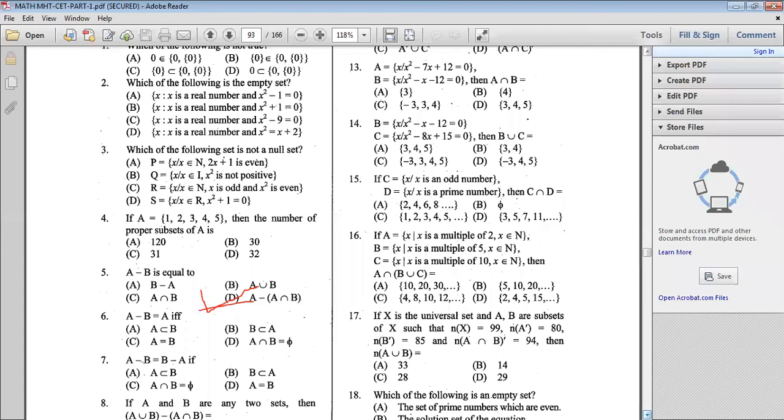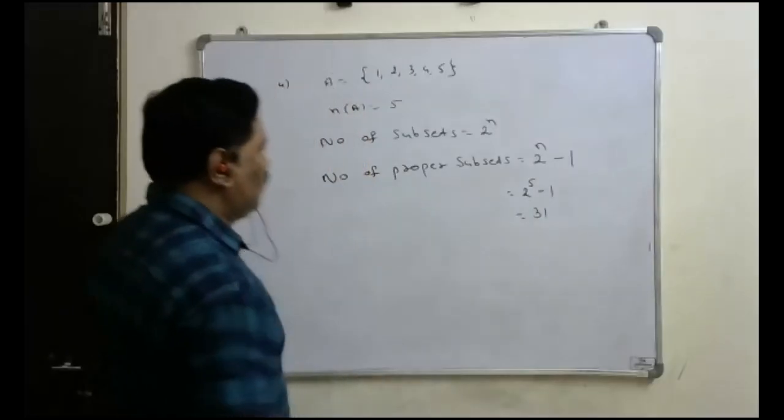Okay. Sixth problem. A minus B is equal to A, when is it possible? If A intersection B is equal to pi, the empty set. When A intersection B is equal to pi, then A minus B is equal to A. Look here.